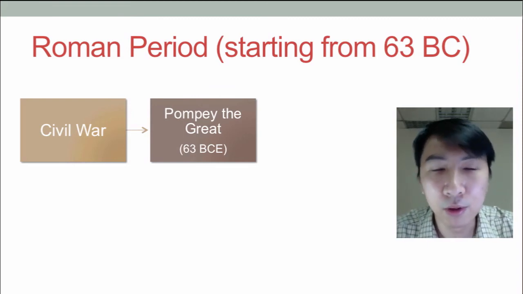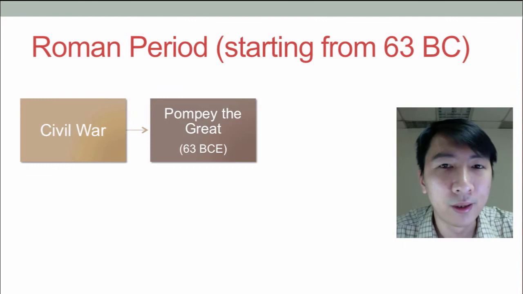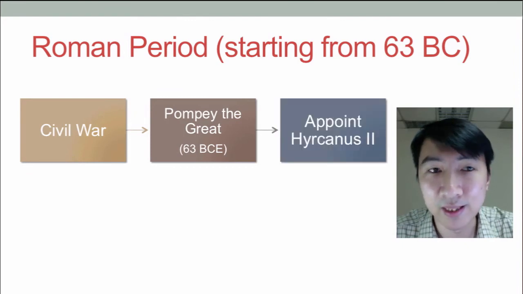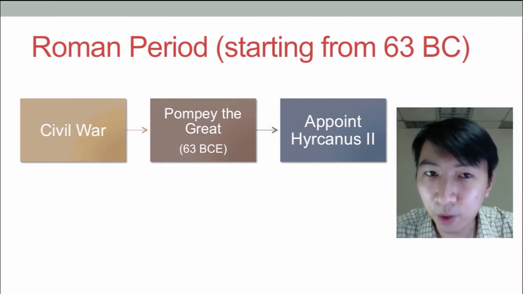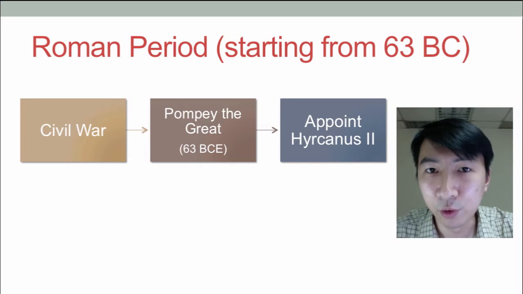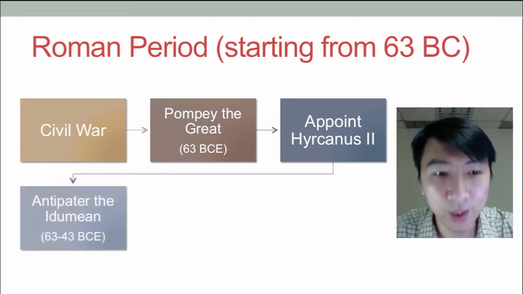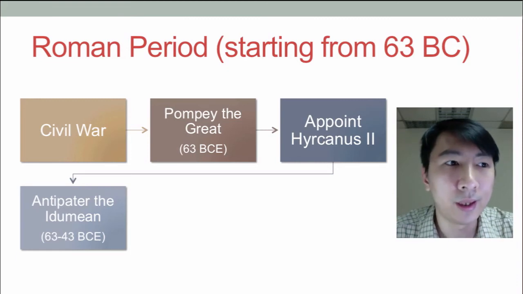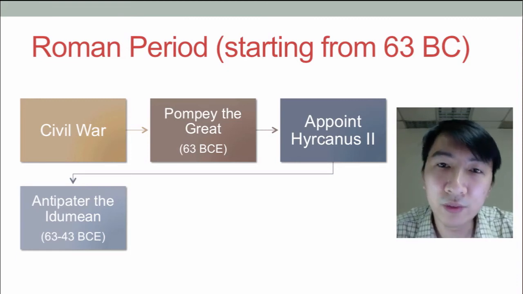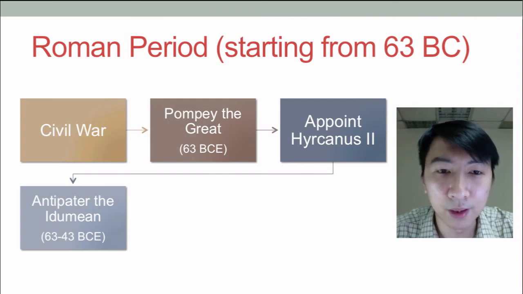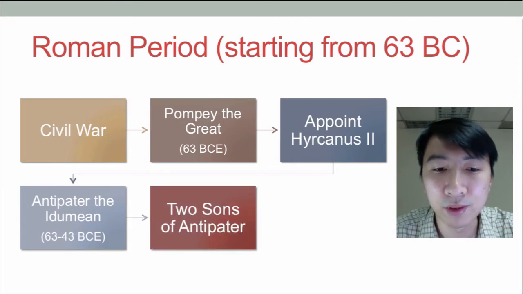Then he entered the temple. He looked around, but he didn't touch anything, and he said there's actually nothing in the temple. And more importantly, he appointed Hyrcanus II as the high priest, marking the end of the civil war. So from this point onwards, the Romans took over and became the new superpower governing Palestine. Then Antipater took advantage of this whole situation. Antipater was an Idumean, and he supported Hyrcanus II, and he was a good friend of Caesar. From then on, Antipater took over and became the ruler in Palestine. Antipater has two sons.